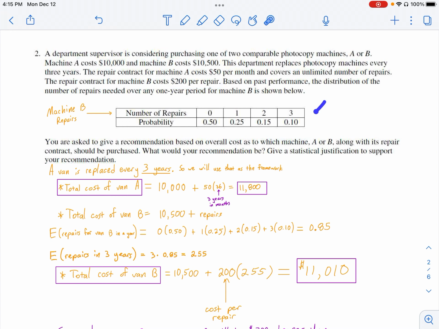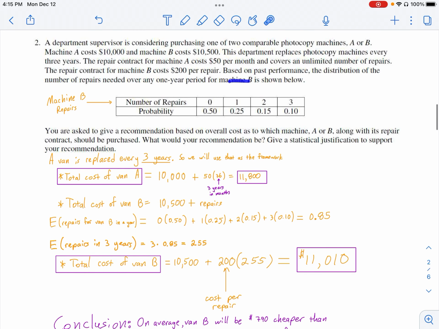And then this is the table that, based on past performance, this is the number of repairs that will be needed over a 1-year period for machine B. So, for example, right here means that 25% of the time you will have 1 repair that year. 10% of the time you'll need 3 repairs.